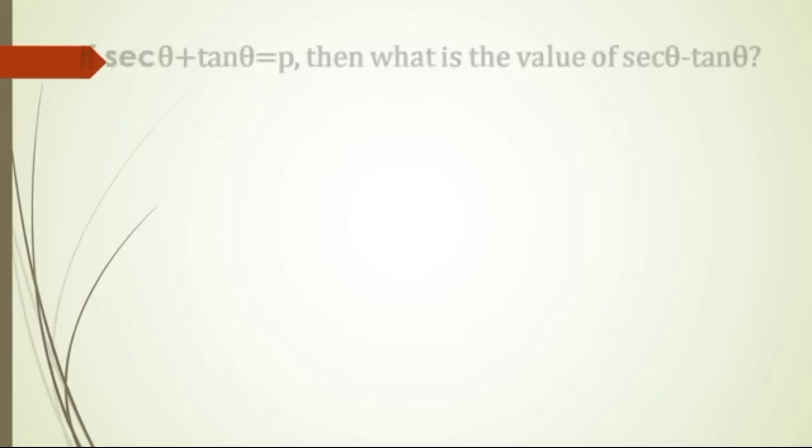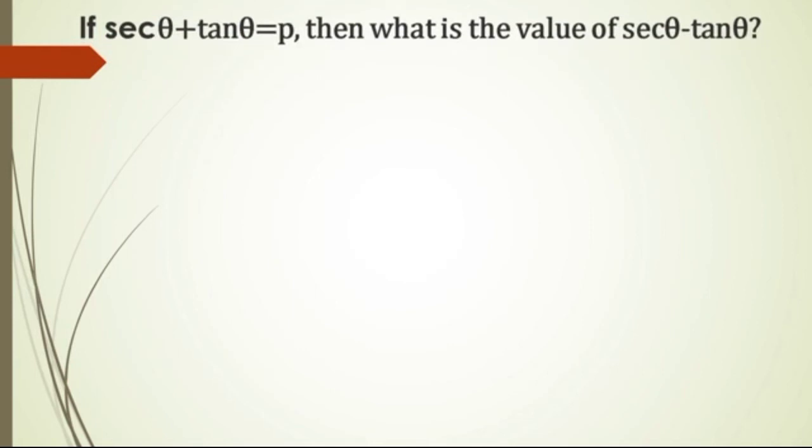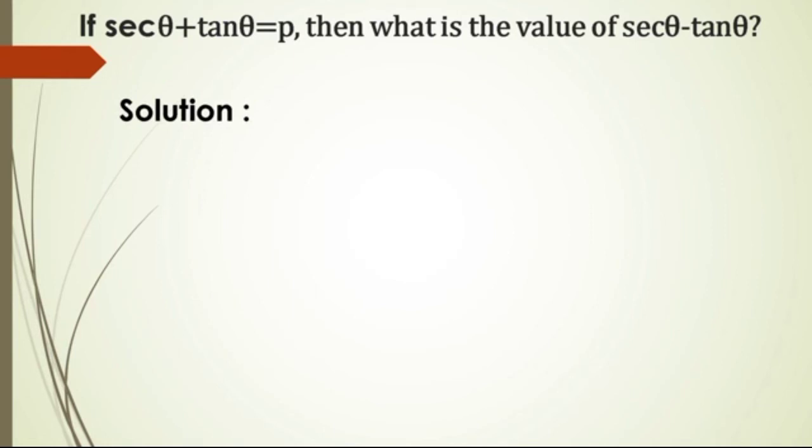If secant theta plus tan theta is equal to P, then what is the value of secant theta minus tan theta? Solution. What is given to us is secant theta plus tan theta is equal to P.